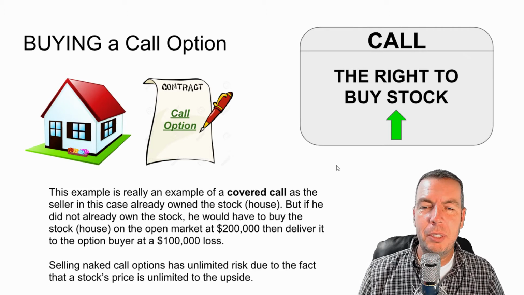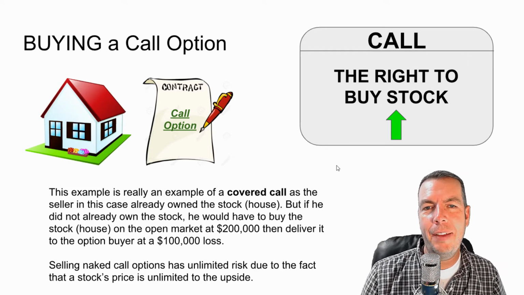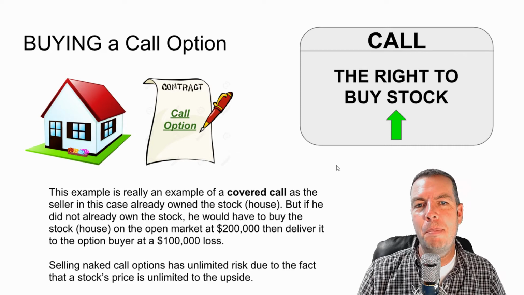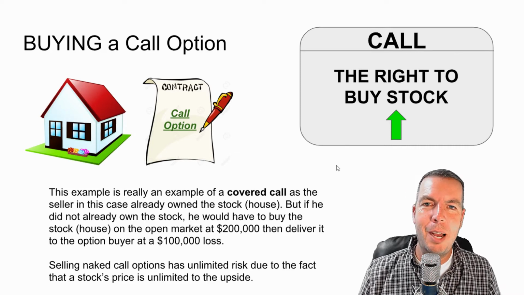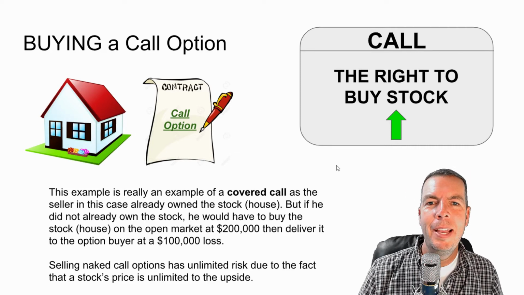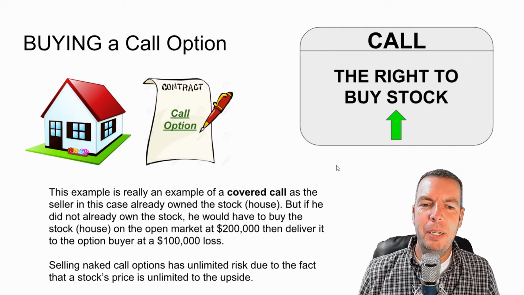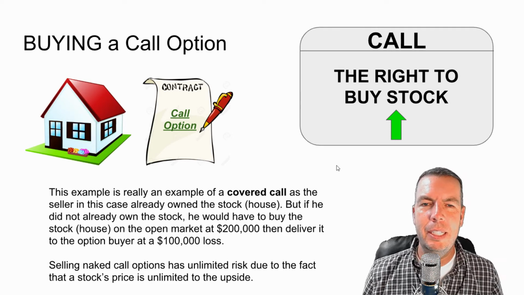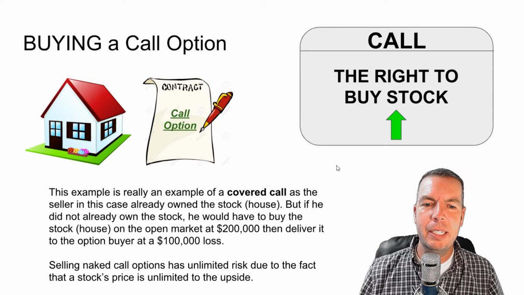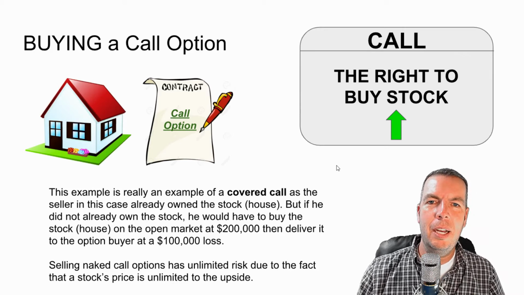But if we did exercise that right, that seller would then have to actually go out in the market and buy that house, or if he was selling options, he'd have to buy that option and then sell it to us at a lower price. But in this example, he owned the house, so it's a covered call, so he would just give us the house. But if he didn't, he would then have to go purchase that stock to sell it to us at a lower value.